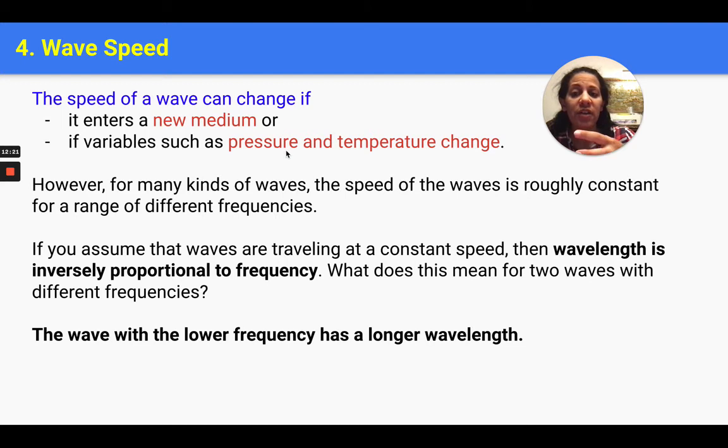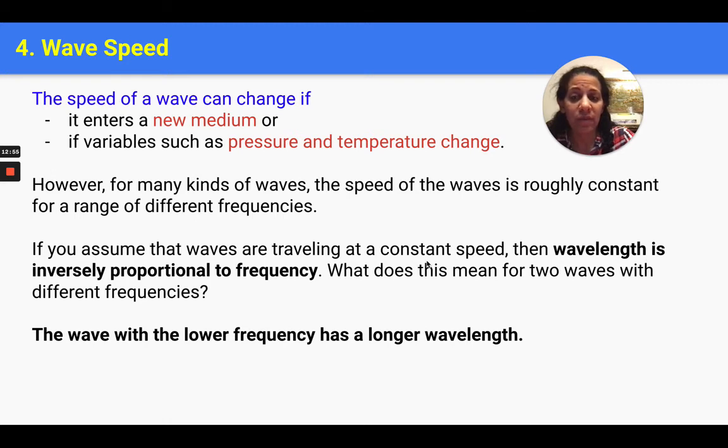Also, if there's a change in pressure. If you go from an area of low pressure to high pressure, it might slow down. If you go the opposite way, from high pressure to low pressure, it will speed up. Same thing for temperature, because if you remember, temperature and pressure are related. The higher the temperature, the more the pressure. The lower the temperature, the less the pressure. So what are the things, again, that could change the speed of a wave? It's if it changes mediums, so the state of matter changes, if there's a difference in pressure, or if there's a difference in temperature. Okay?